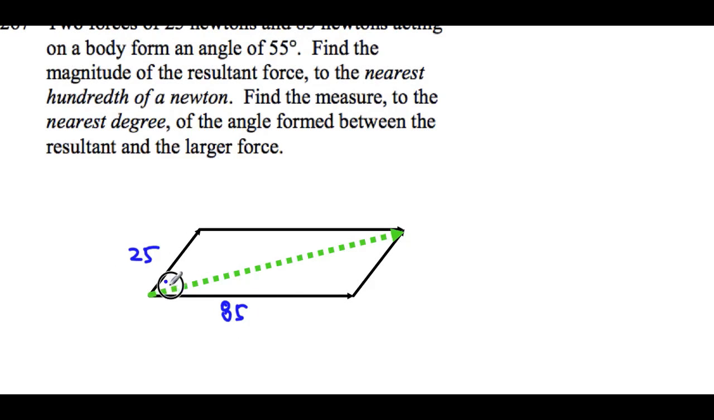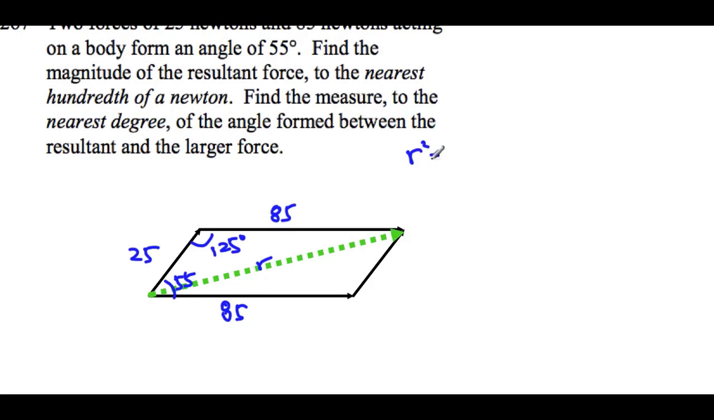Now notice that this angle is 55. Then what is the consecutive angle? That will be supplementary to 55, which is 125 degrees, so that when they add up to 180. Now first find the magnitude of the resultant force. Since this is 85, we know that its opposite side will also be 85 in a parallelogram. Then you can find the resultant, let me call that r, by law of cosines.